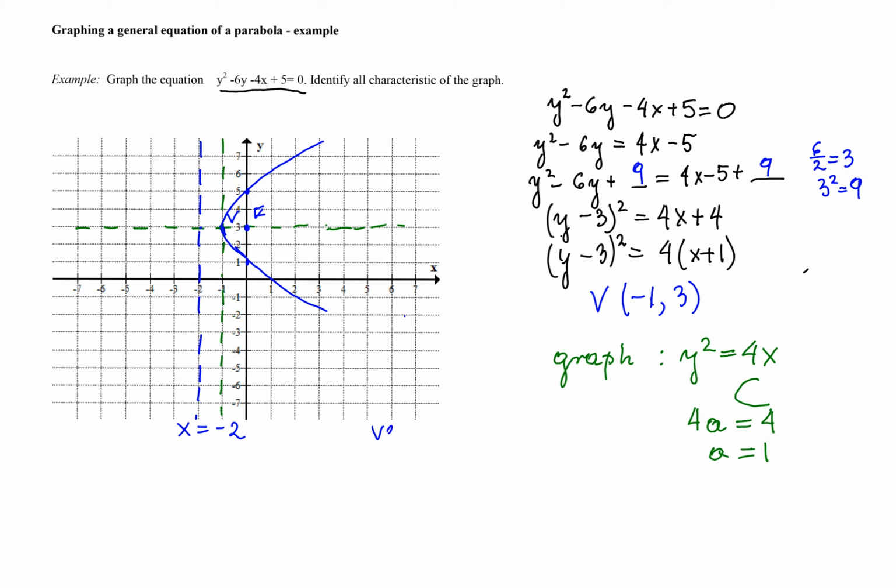And therefore, we can say that for this parabola, the vertex is at the point -1, 3. The focus is at the point 0, 3. And the directrix has the equation x equals -2. You have to remember that those coordinates are read as the coordinates in the original graph, not in the helper graph that we only drew to make the graphing of the parabola easy.